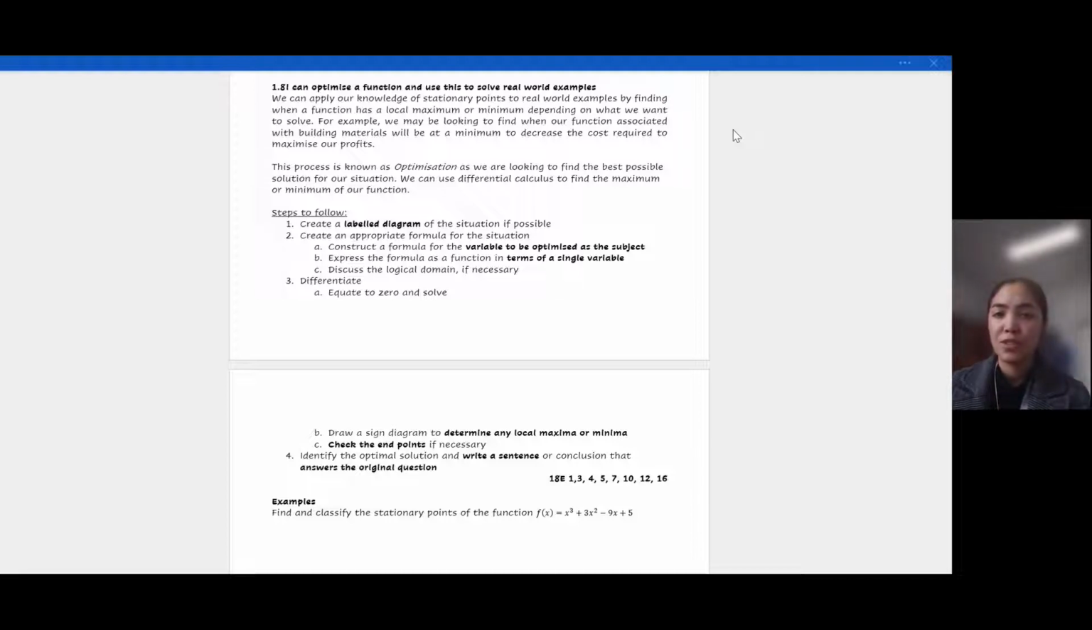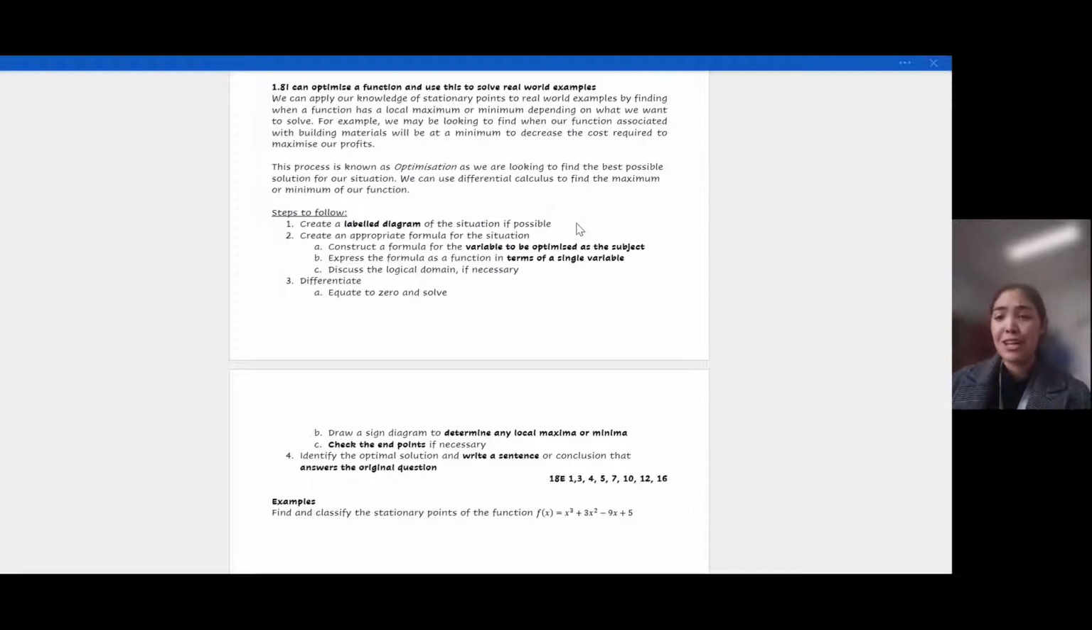We're going to be using differential calculus to find the minimum and maximum of any function. When we are solving these types of optimization questions, we want to make the process as simple as possible for us. So the first thing you want to do is create a labeled diagram if the situation is appropriate for it. For instance, maybe you want to find the materials required to create a cake tin.